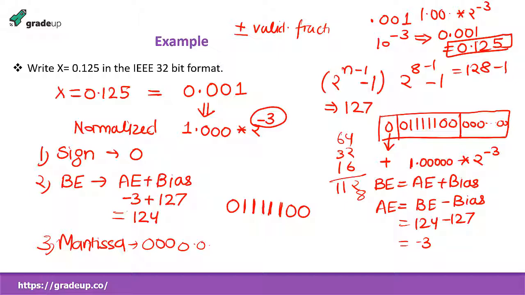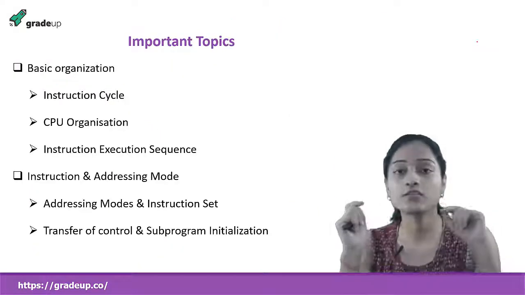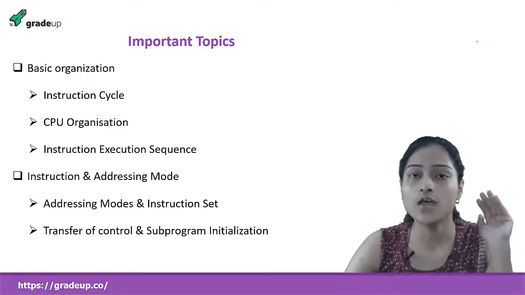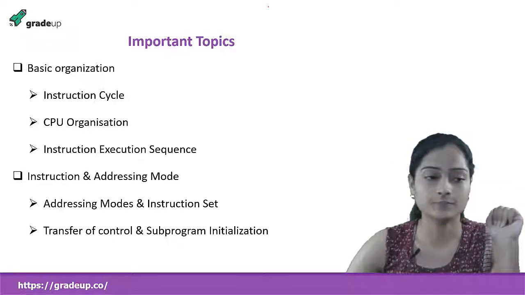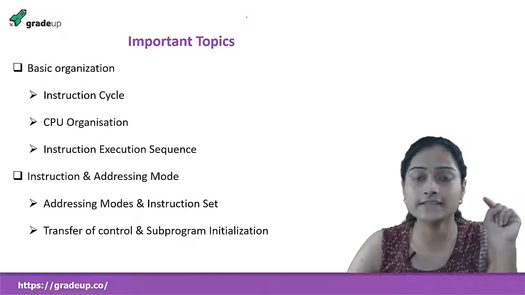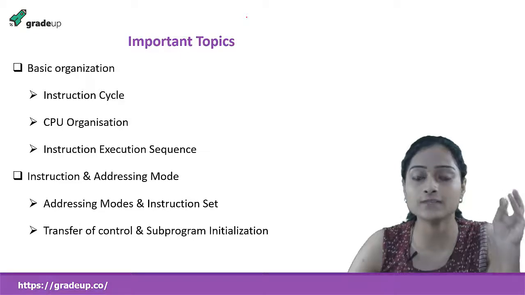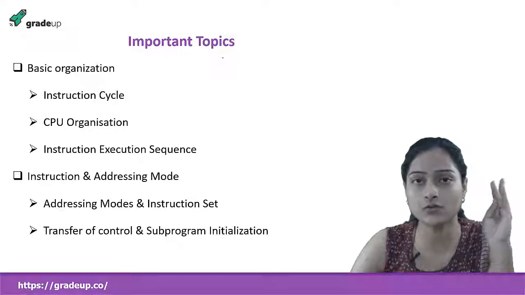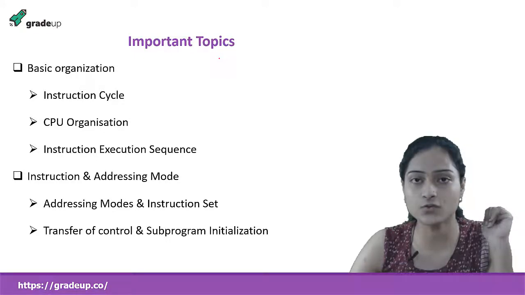Now we will discuss the topics which are important for your computer organization subject. Let us see. So guys, while starting with CO, I divided the whole module into 5 parts. Our first part which we discussed was basic organization. In basic organization, we discussed 5 things. First was memory organization, then input-output organization, then instruction cycle, CPU organization, and instruction execution sequence. We discussed these 5 things over there.